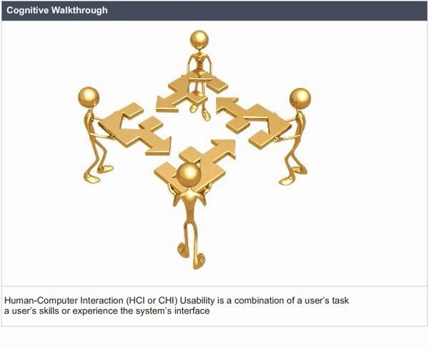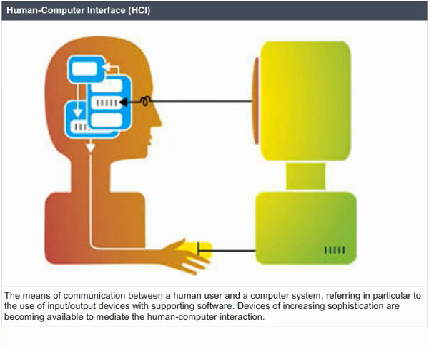Cognitive walkthrough. Human-computer interaction, HCI or CHI. Usability is a combination of a user's task, a user's skills or experience, and the system's interface. Human-computer interface: this means of communication between a human user and a computer system, referring in particular to the use of input or output devices with supporting software.